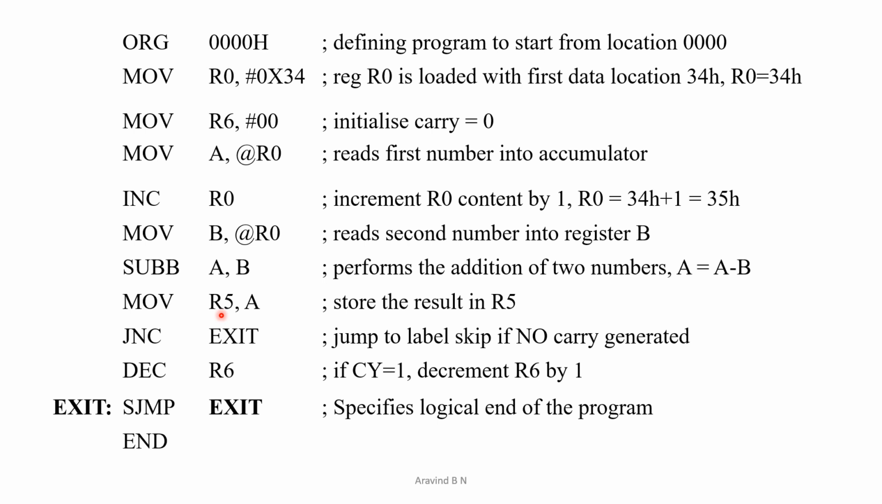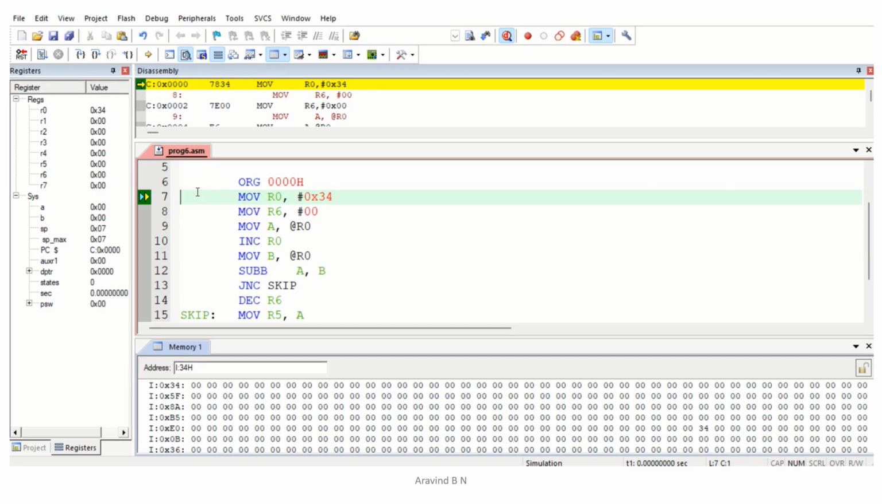In case the result is going to be negative, it is going to generate a carry. Then we are going to decrement R6. If the result is positive, then no carry will be generated, so there will be a termination of the execution. Remember, if the result is negative, then the answer will be available in 2's complement format. Let us observe that in the simulation. Now let us get into the simulation part.